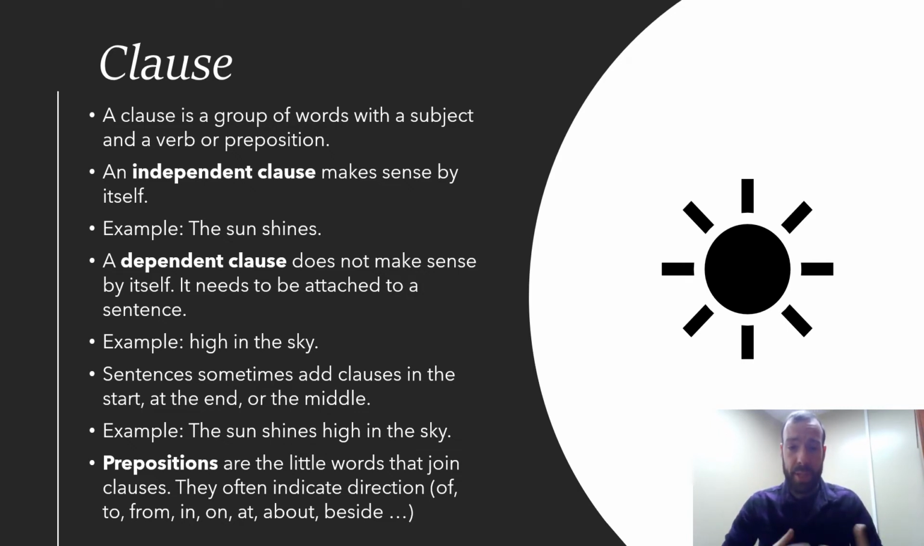So here's an example. The sun shines high in the sky. We've added this prepositional clause to describe where the sun is. It's high up in the sky. What do I mean when I say preposition? They're little connecting words that join clauses. Often they're little direction words. Some really good examples are these tiny words: of, to, from, in, on, at, about, beside. They show where something is.